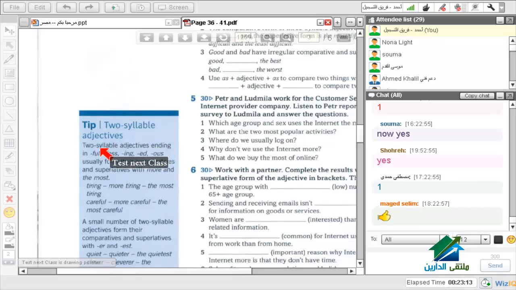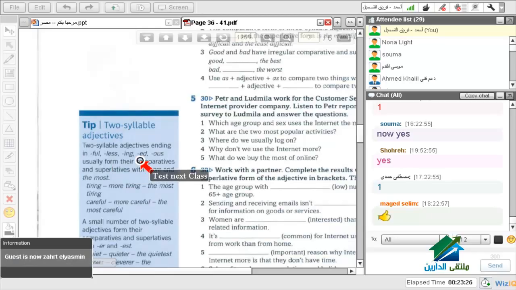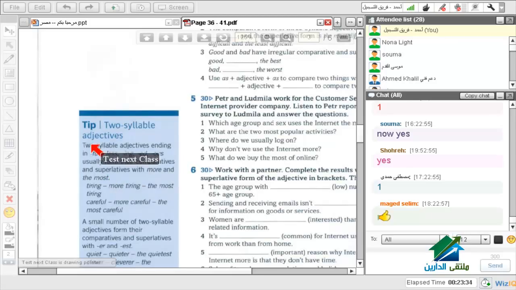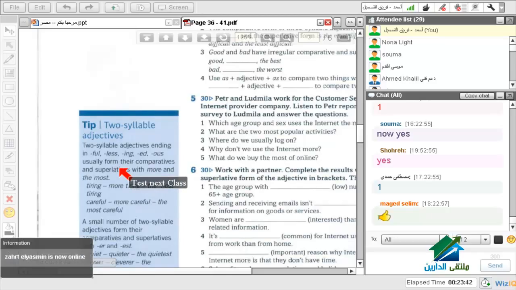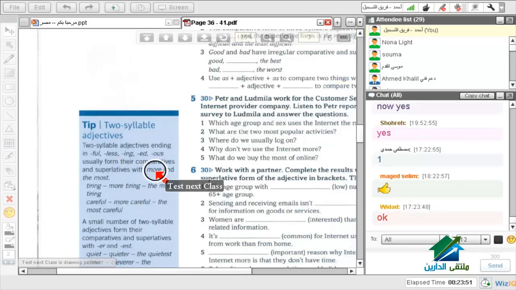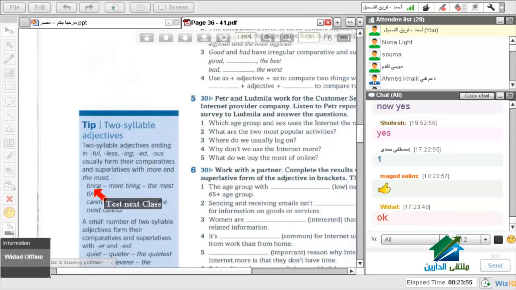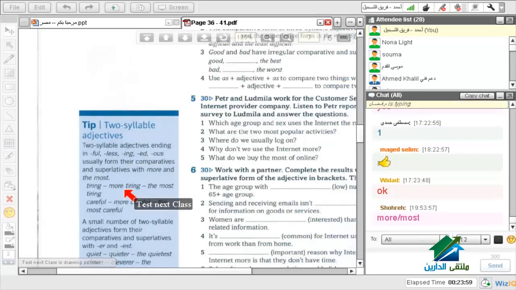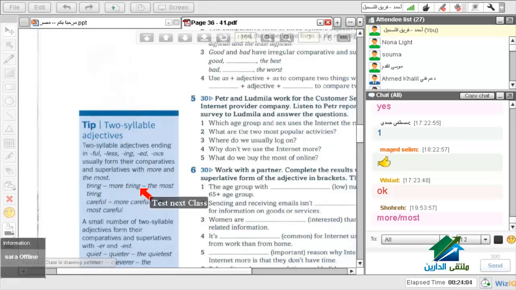Attention, please. Talking about adjectives. Two-syllable adjectives ending in ful, less, ing, ed, ous usually form their comparatives and superlatives with more and most. Again, if you have a two-syllable adjective, to get the comparative or superlative form, you cannot add er or est as you used to do. You need to use more and most. Tiring, ending with ing, more tiring, the most tiring. Careful, more careful, the most careful.